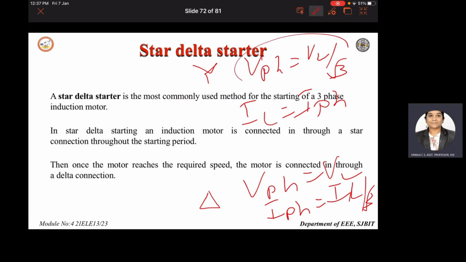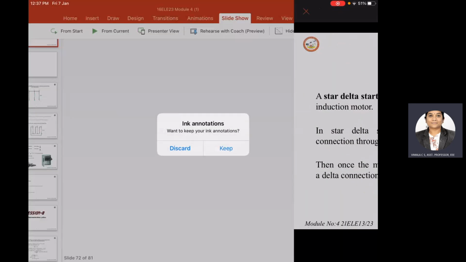If you observe, when it is connected in star there is a reduced phase voltage, and thereby a reduced EMF, and thereby the initial current I2 can also be reduced. So in star delta starting, the induction motor is connected in star because of this advantage. That is, during star connection, the voltage is reduced by 1/3 of the line voltage. Once the motor reaches the required speed, the motor is connected in delta. So we use automatic switching.